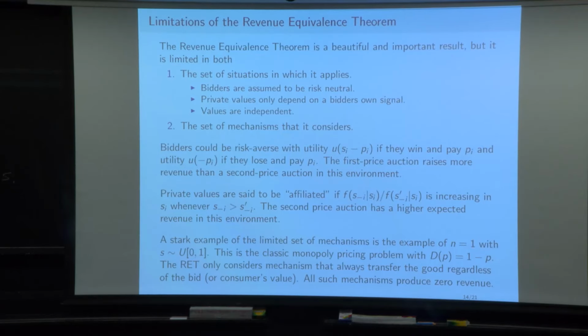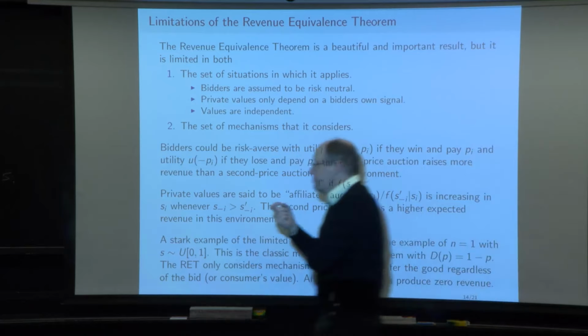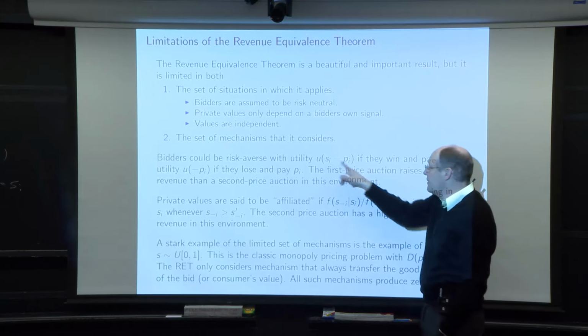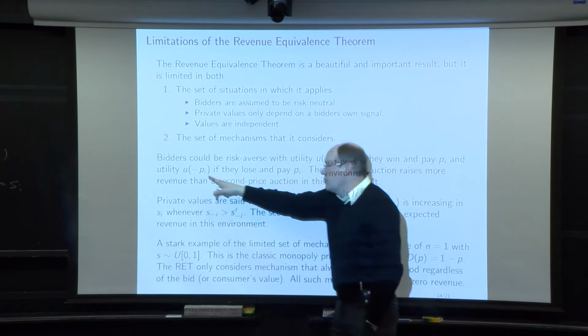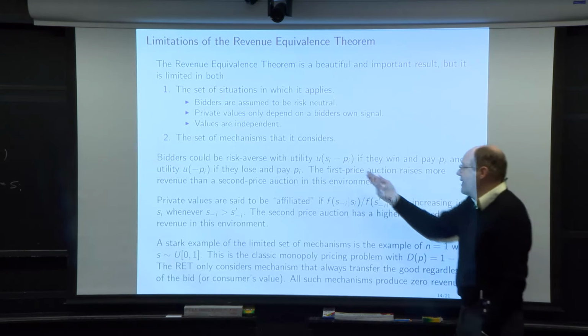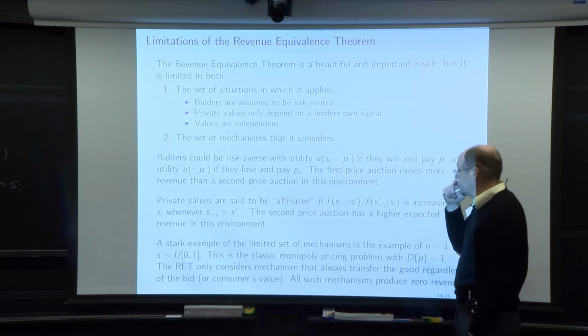Then the second limitation is the set of mechanisms that it considers. It only considers mechanisms where you always allocate the good to the high value bidder. It doesn't let you not allocate the good. So here are some examples of things people in Iowa have noted about how you would bid differently. Suppose bidders are risk averse. They get utility U of S minus P if they win and U of minus P if they lose. So this is our small construction company that cares about its revenues in a nonlinear way.